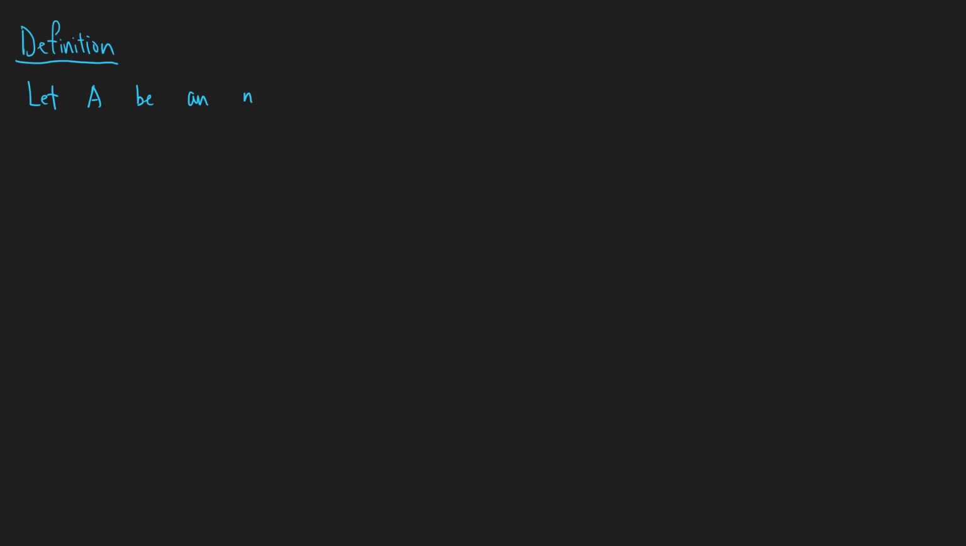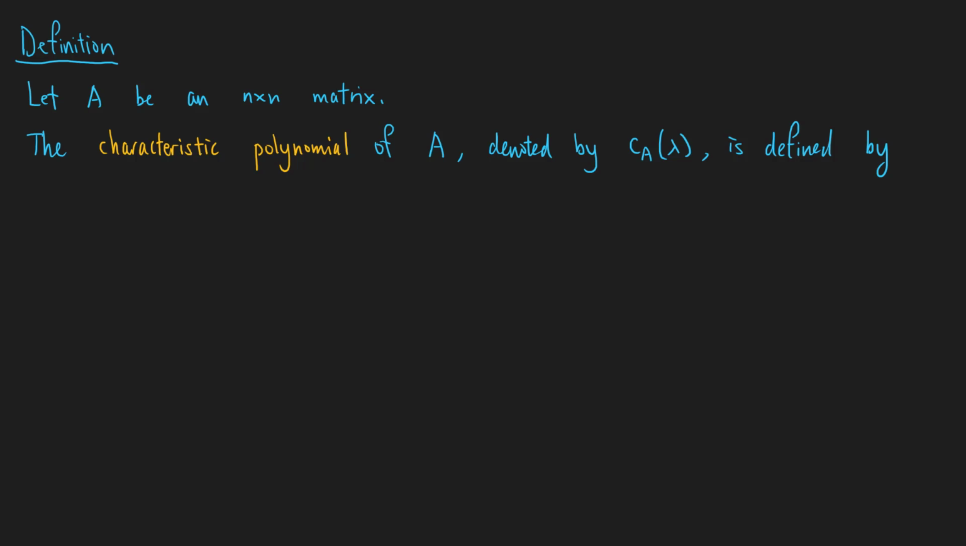Let A be an n by n matrix. The characteristic polynomial of A, denoted by C_A(lambda), is defined as the determinant of lambda I minus A.